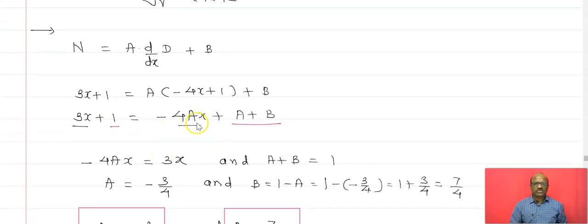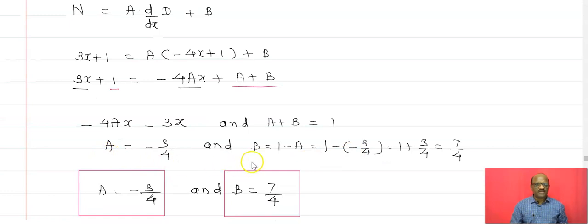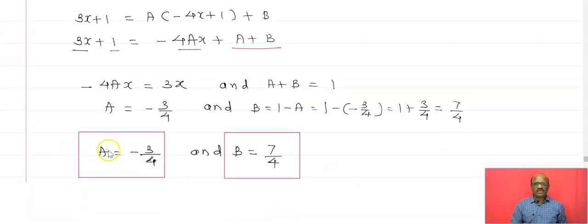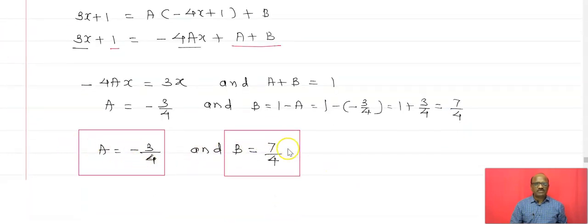Now compare the coefficient of x on the left and right side. That is minus 4ax is equal to 3x, so the x gets cancelled. Then you will get a is equal to minus 3 by 4. What about a plus b? A plus b is equal to 1. Substitute the value of a. That is b is equal to 1 minus a, that is 1 minus in bracket minus 3 by 4. That minus minus will become plus, and the value of b is equal to 7 by 4. A is minus 3 by 4 and b is 7 by 4.